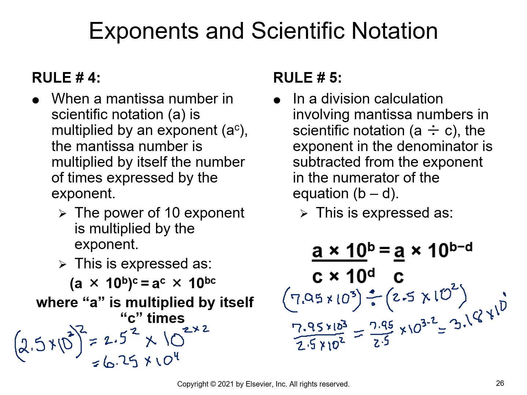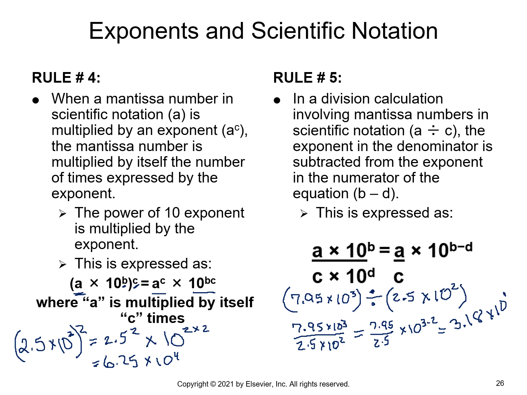When a mantissa number in scientific notation is raised to an exponent, then that mantissa number is multiplied by itself the number of times expressed in the exponent. And the power of that exponent for that 10 number is multiplied by the exponent as well. So this is written out as the mantissa, which is your number a, times 10 to the b exponent. And then if we raise that whole expression to the c exponent, then that means we need to multiply every number by that c exponent.